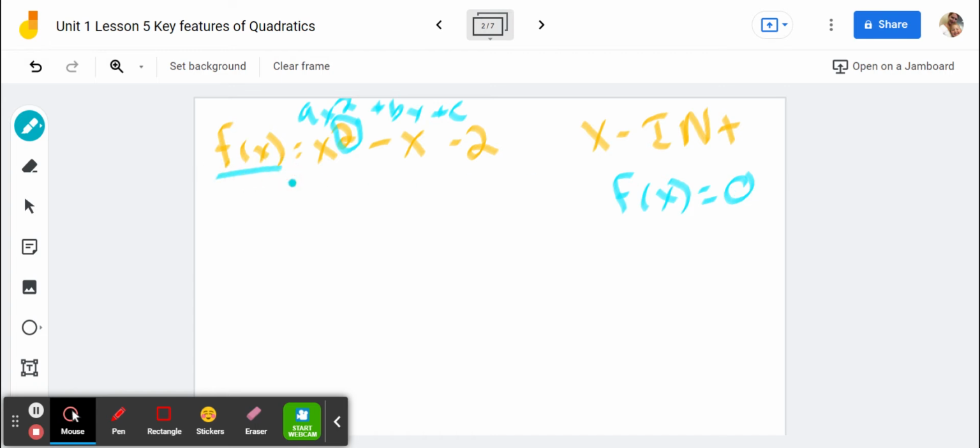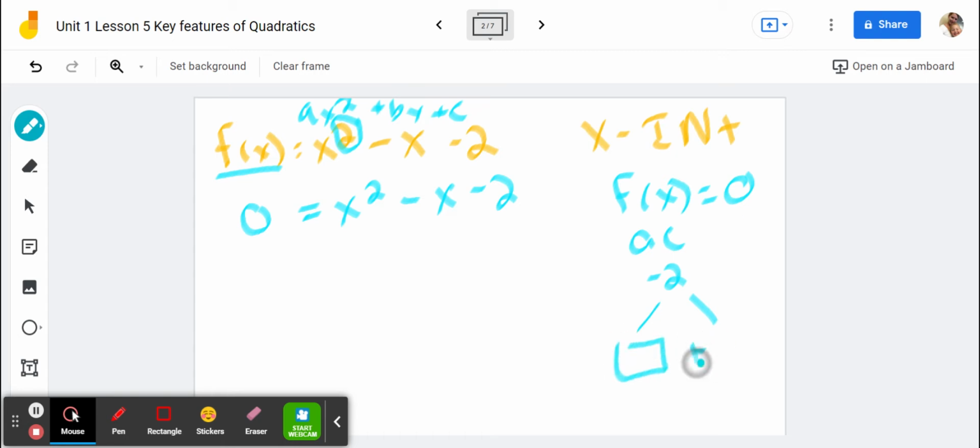Well, here's my f of x, right? Also known as our y, so let's make that 0. It's x squared minus x minus 2. So now we're going to do the AC. So a, 1, times -2 is -2. We're going to find the two numbers that add to my b, which is a -1, because there's no number here, that's a ninja 1. So two numbers that multiply to -2 and add to -1. Well, 2 only has one set of factors, which is 1 times 2.